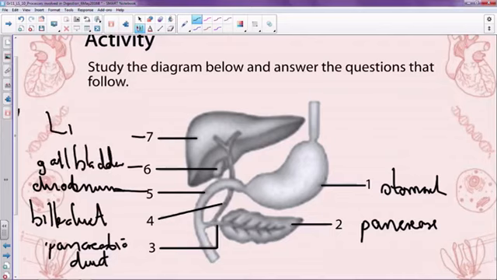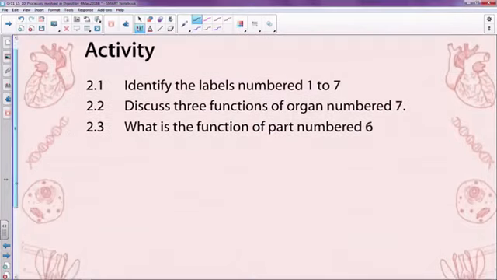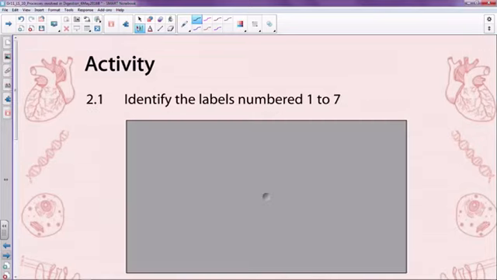And number 7 is this large organ called the liver. It's quite synonymous with the triangular shape that you would see of it. So here we've labeled it. So you've got to identify the numbers to parts labeled 1 to 7. Discuss the 3 functions of organ numbered 7, which is the liver, and what is the function of part numbered 6. So let's look at these answers very quickly.